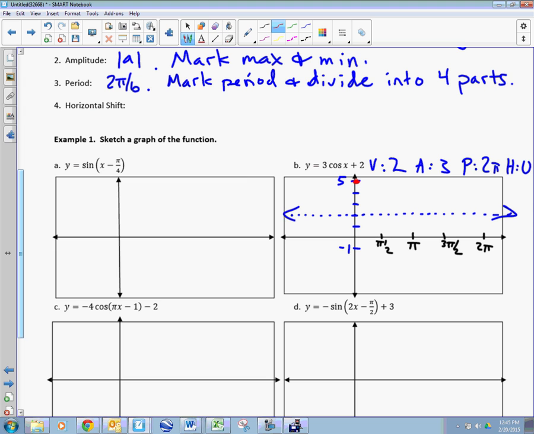Because it's positive, cosine will either start at the top or bottom. Sine starts at the middle. And since it's positive, it'll start at the top. Okay? Where do I go? If I'm at the top, I have nowhere to go but down.